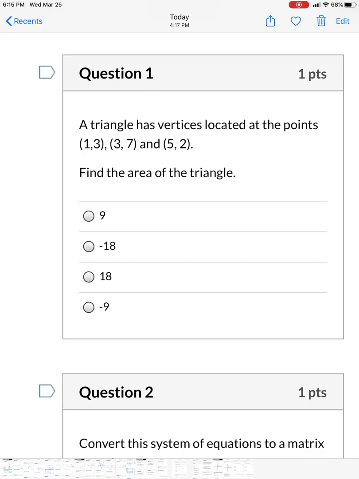Okay, jumping right into the matrix problems. I did a video on this one. You have this answer.